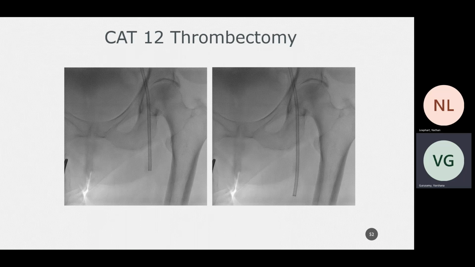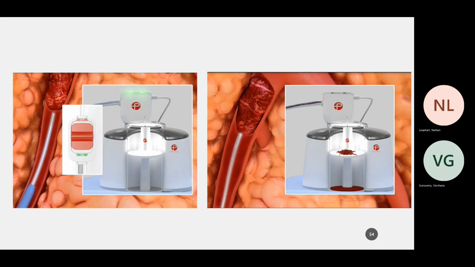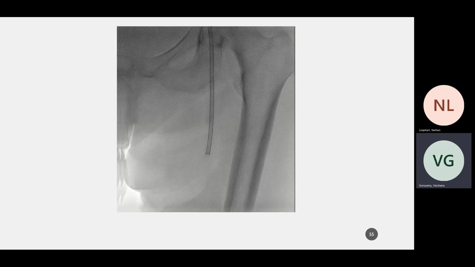And then this is the lightning aspiration system. This is a system that tells you whether or not you're embedded in clot or you're in free-flowing blood. And this is kind of what it looks like. The blood gets filtered through, the clot stays in the basket. And then here's the catheter moving up and down.